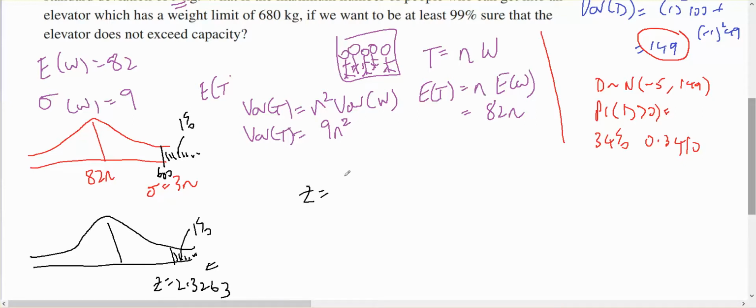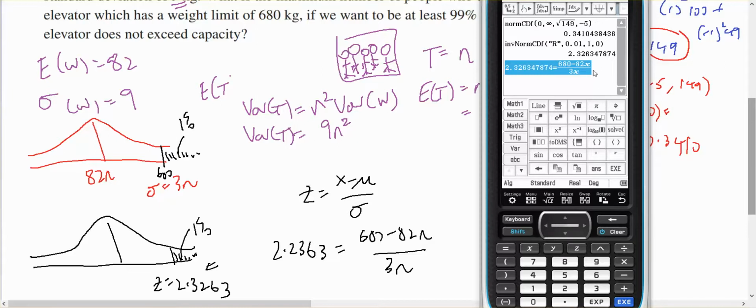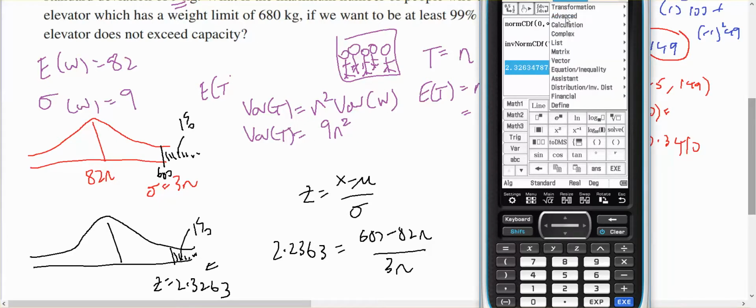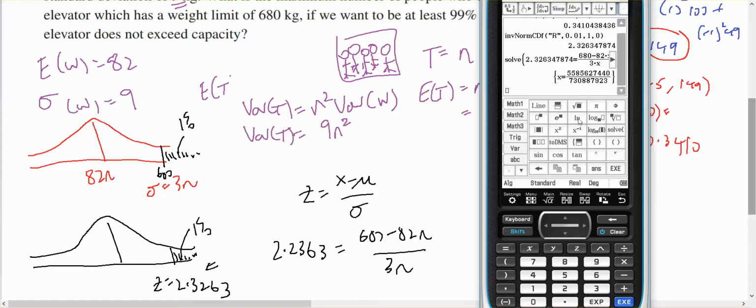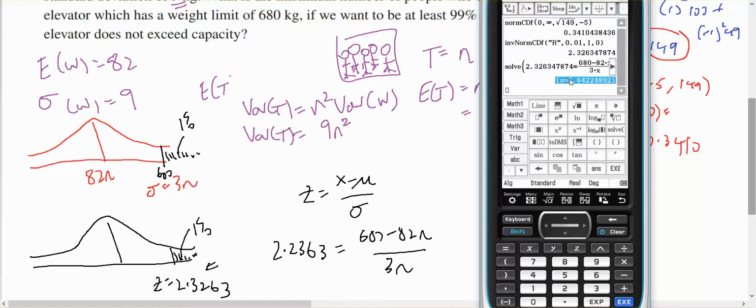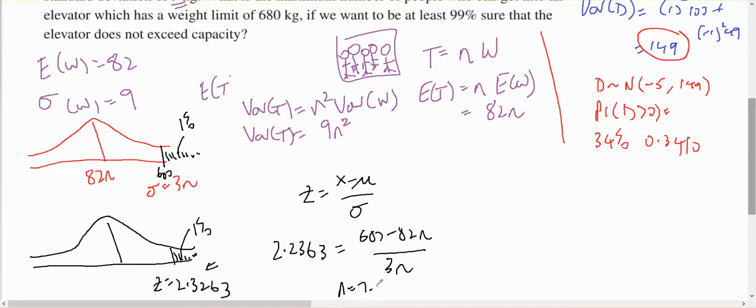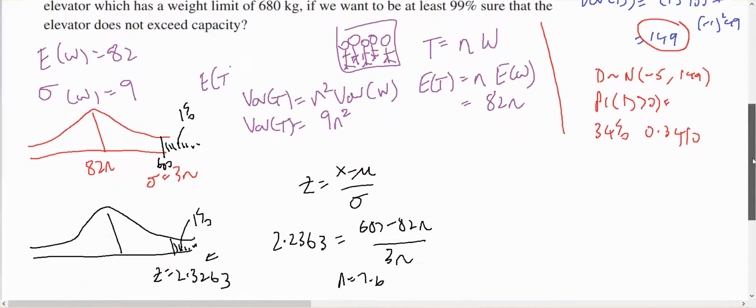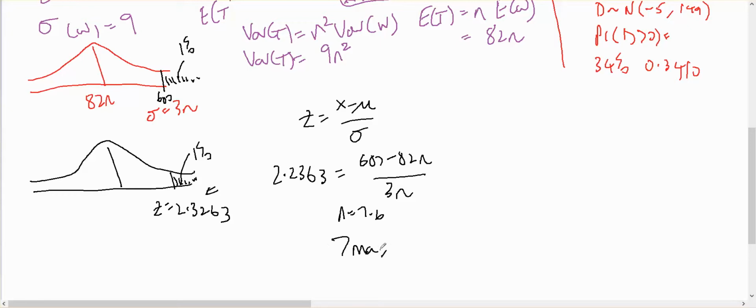So z equals x minus mean over standard deviation. So 2.3263 equals 680 minus 82n over 3n, solve for n. So I've got that on my calculator and I wish to solve for x, which means I want to have what will be the least, so 7.6. And reading the question, what's the maximum number of people? Well, I need 7, because if I have 8, it's going to be bigger than that and the probability is going to be smaller.